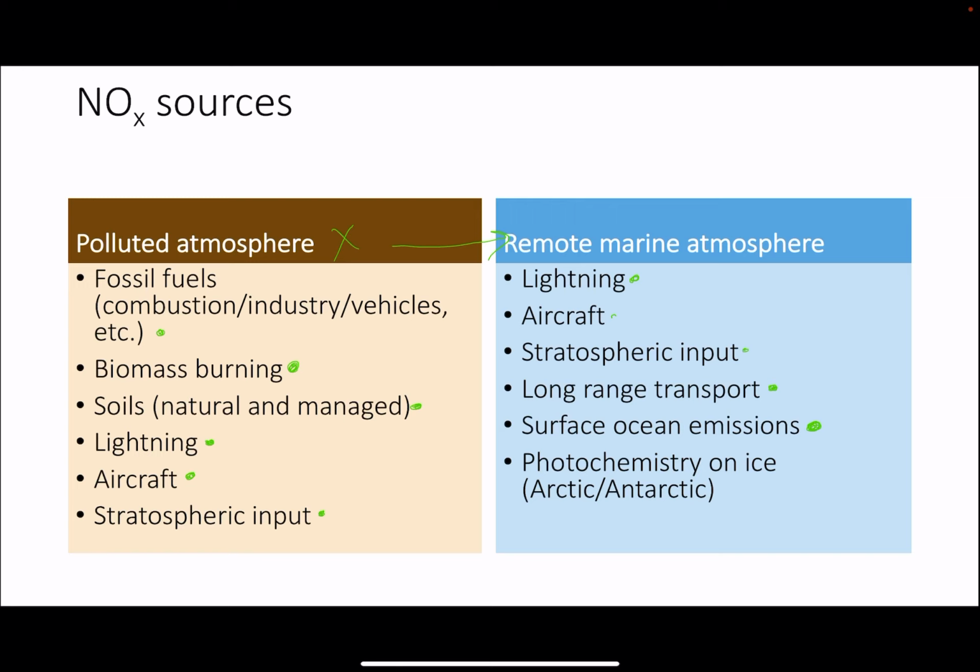And then if you're remote in the sense that you're in the Arctic or the Antarctic, you have to keep in mind photochemistry on ice. And so nitrate, or nitric acid that's in snow, can be photolyzed and re-emit NOx to the Arctic and Antarctic atmosphere.